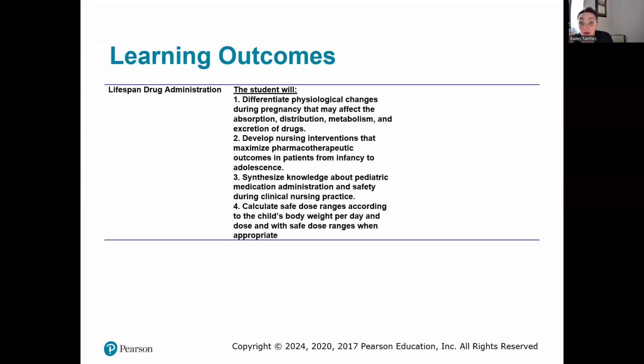All right, so by the end of this class, you'll be able to differentiate the physiological changes during pregnancy that may affect absorption, distribution, metabolism, and excretion of drugs, as well as lactation. Develop the nursing interventions that can maximize the pharmacotherapeutic outcomes in patients from infancy to adolescence.